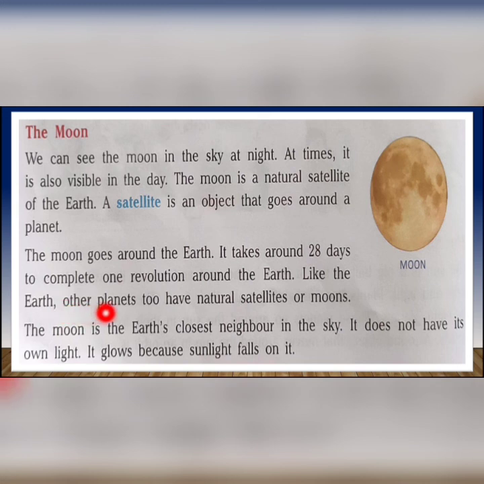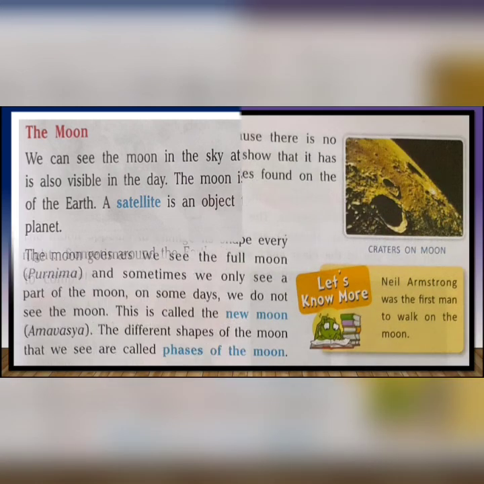The moon is the Earth's closest neighbor in the sky. It does not have its own light, but it glows because sunlight falls on it. So, which is our closest neighbor in the sky? The moon is the closest neighbor in the sky. We can see the moon shining, right, in the night sky, but it doesn't have its own light. It glows because it reflects the sunlight that falls on it.